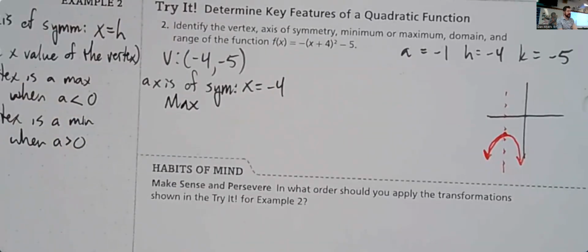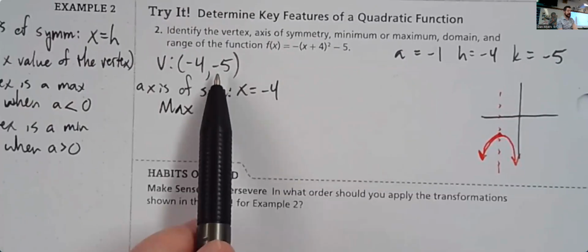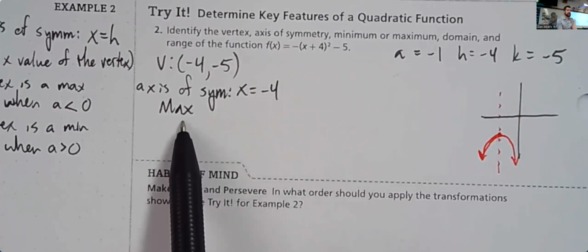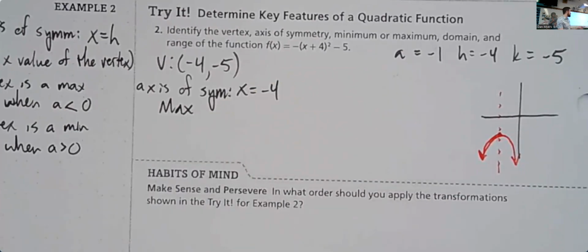So the vertex is at (-4, -5). The axis of symmetry is x equals -4. The vertex is the top of the parabola, making it a maximum. And the last two things we need to do are state the domain and the range.